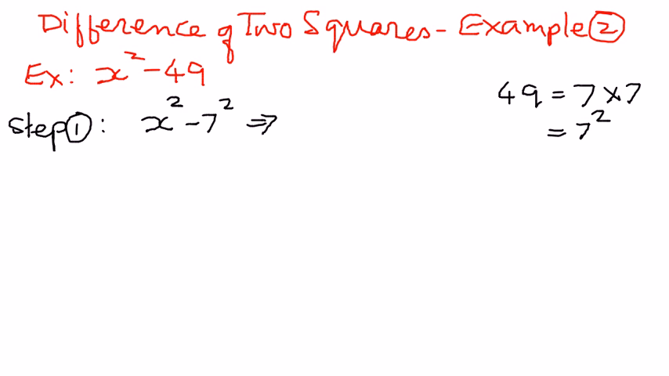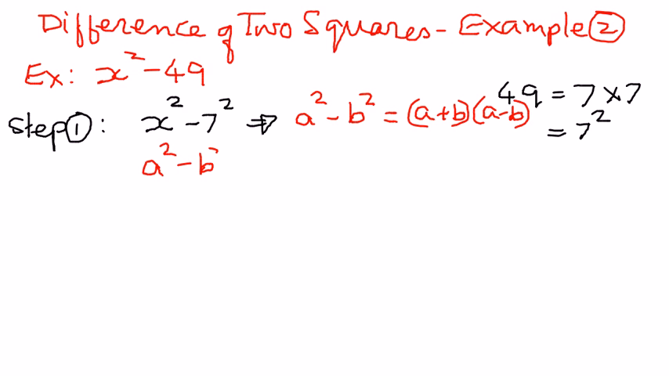Therefore this is beginning to look like the formula which we talked about. This is of the form a squared minus b squared, and when we have the formula like that, we can write it out as a plus b times a minus b. So in here, a for us is x and b for us is 7.